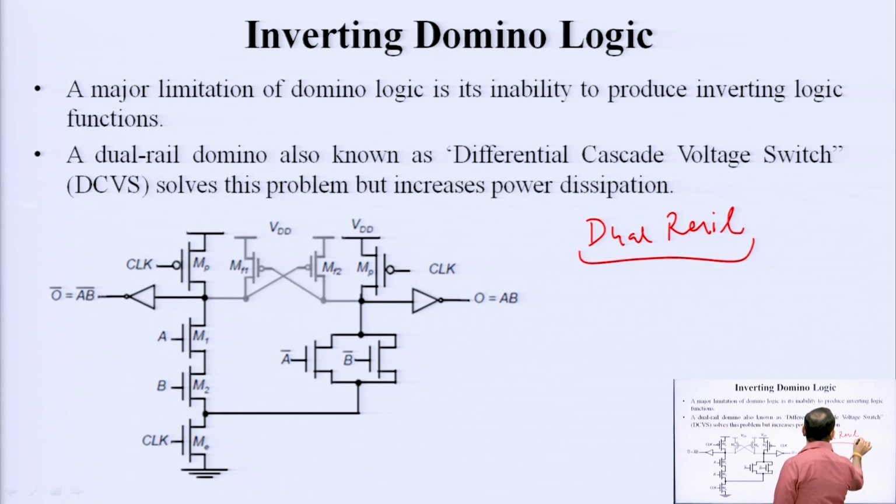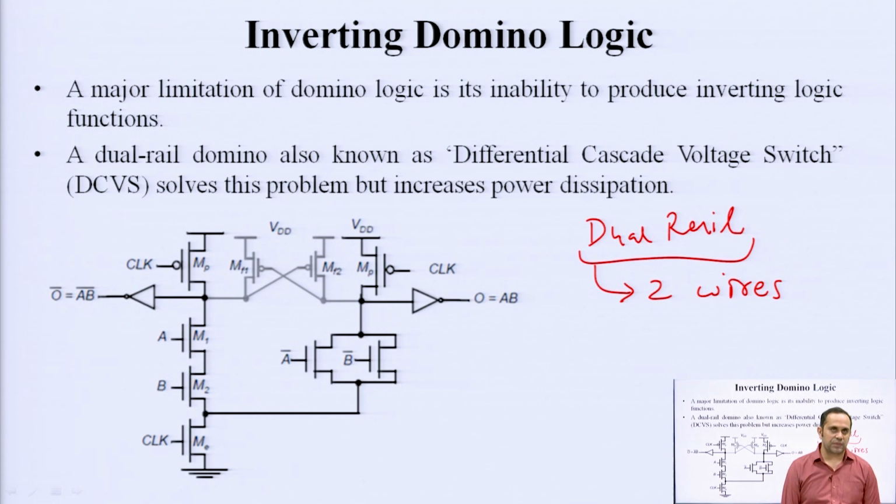Dual rail basically means that at any point there are going to be two sets of wires. Okay. So, there are going to be two wires. One of the wires is going to give you a logic high output. The output of one wire is going to be 1 when the signal which is feeding that wire is also 1.